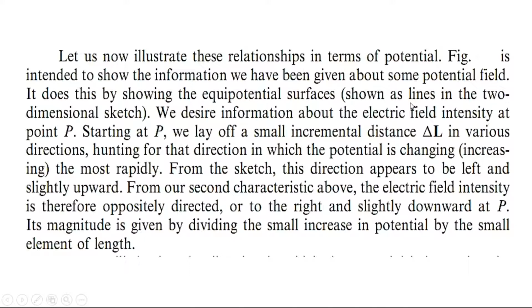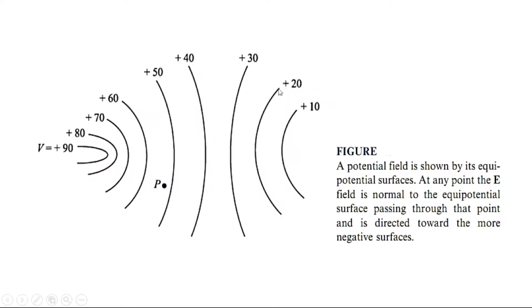Let us now illustrate these relationships in terms of potential. The figure is intended to show the information we have been given about some potential difference. It does this by showing the equipotential surfaces. So we have the equipotential surfaces and we want to find out the electric field intensity at point P. It means that if we move along these surfaces, there will be no change in potential. Del V will be equal to 0.